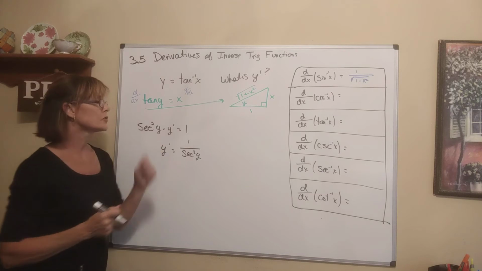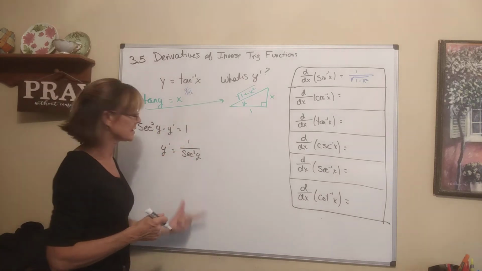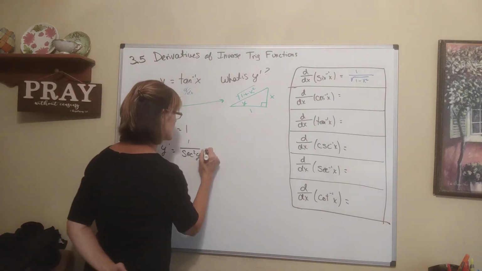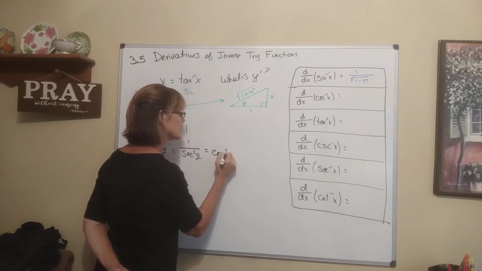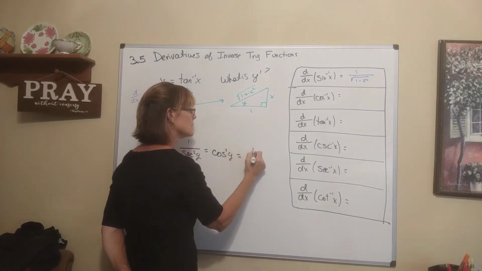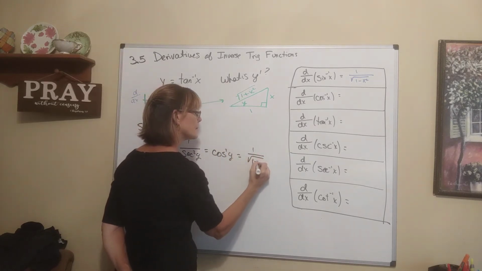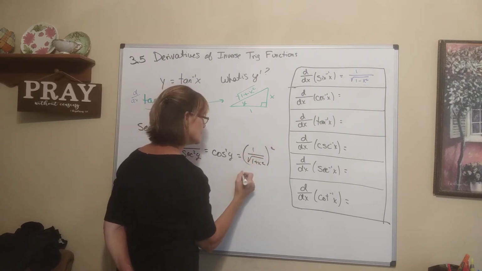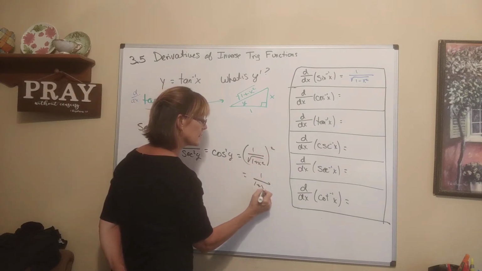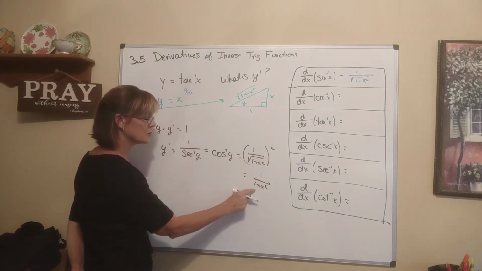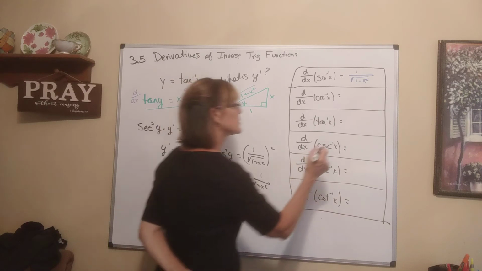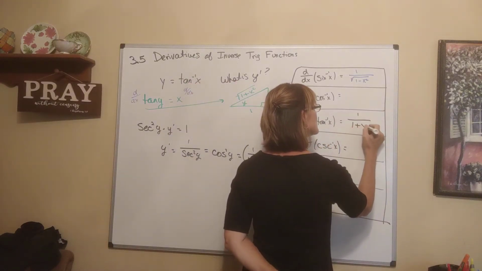At this point, you would draw your triangle, but we already did that work, so let's figure this out. Well, 1 over secant squared is really cosine squared, because secant is 1 over cosine. This is really cosine squared of y. Okay. Well, what is the cosine? Cosine is adjacent over hypotenuse, but it's being squared. So this is equal to 1 squared, which is 1, over the square root of something squared, which is just the something. And we find that y prime, when y is the tangent inverse of x, is equal to 1 over 1 plus x squared.